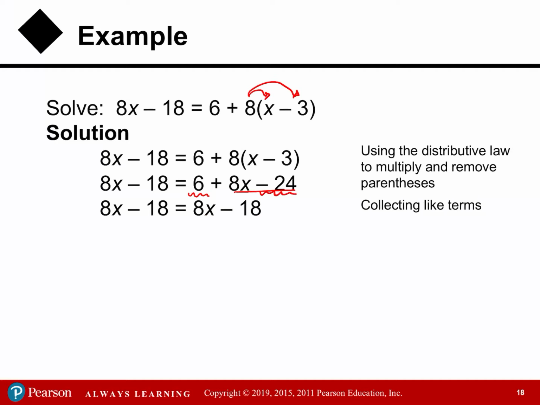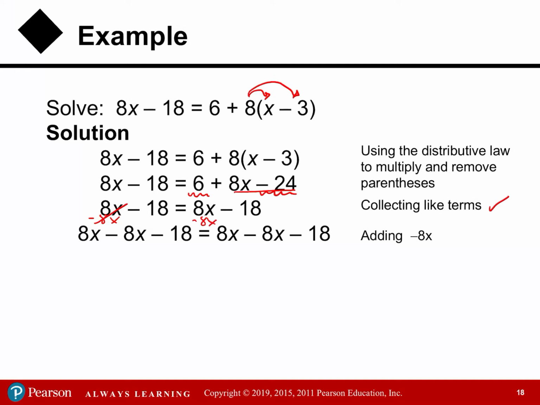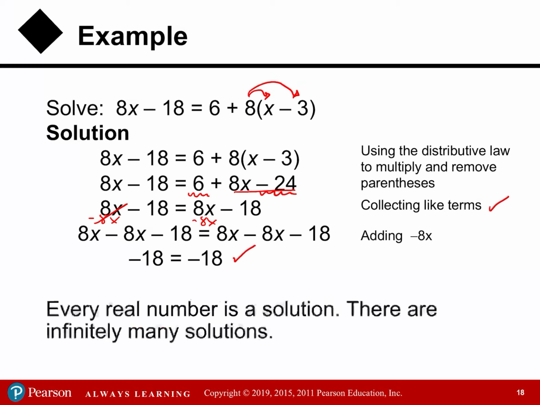Now let's go ahead and get our x's and our constants, our numbers without a variable, on one side. So let's start off by moving the 8x. So minus 8x, that's gone. Minus 8x. Well, what's going on here? Notice that our x's were in a situation where they added to make 0. And now we're left with a true statement. Negative 18 equals negative 18. So what does that mean?